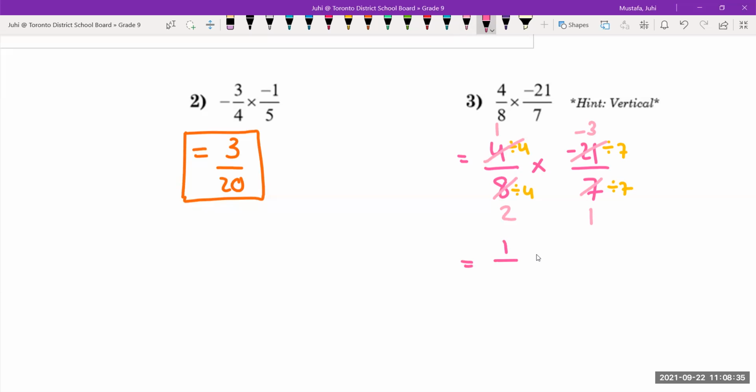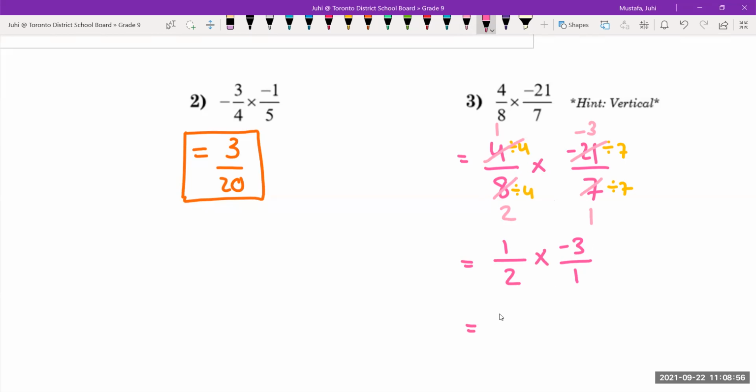So it's going to be 1 over 2 times negative 3 over 1. Have I made all of the fractions smaller and easier? Yes. But are they exactly the same as before? Yeah, they're just equivalent. Now what we can do is we can multiply the top numbers together.